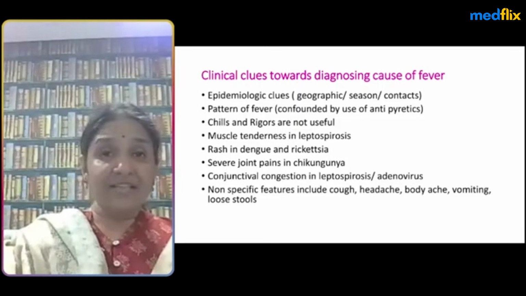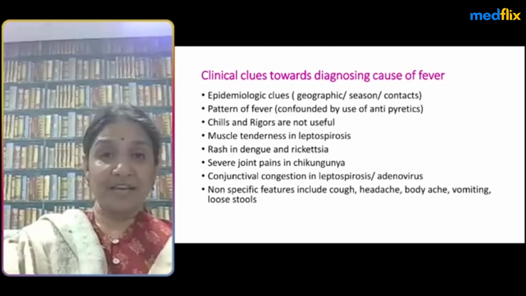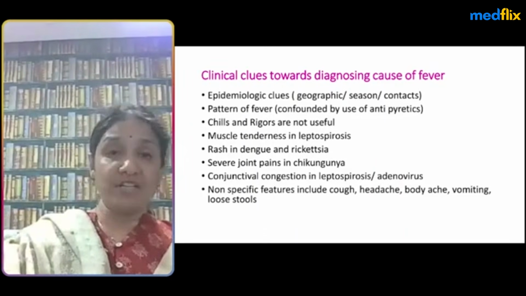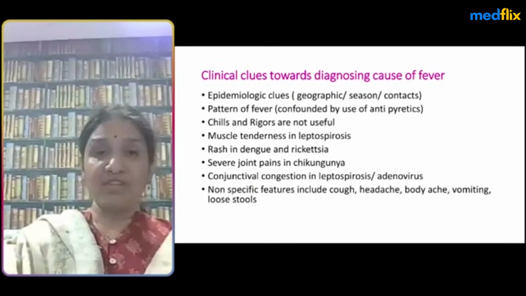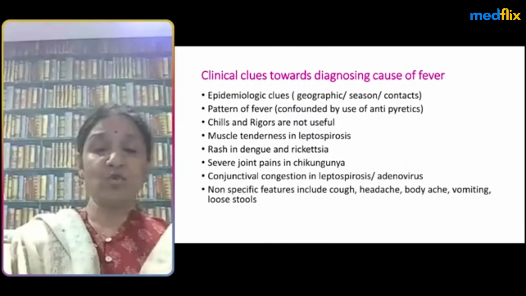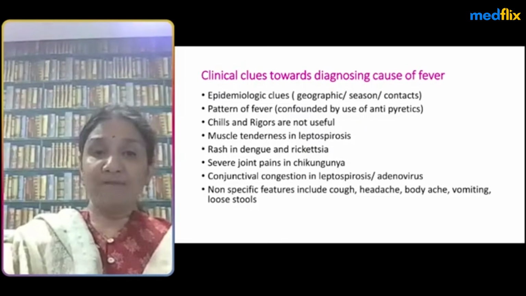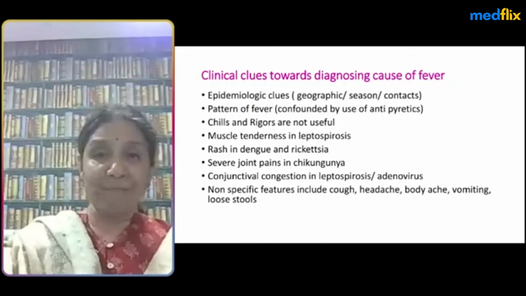Now, there are some other signs like muscle tenderness. If you see muscle tenderness, it means leptospira. If you have rash, there are typical types of rash you see in dengue. If you see an eschar, you know it's rickettsia. If your patient tells you that the joint pains are severe, you know you've made a diagnosis of chikungunya. If you have conjunctival congestion, you know it's lepto.